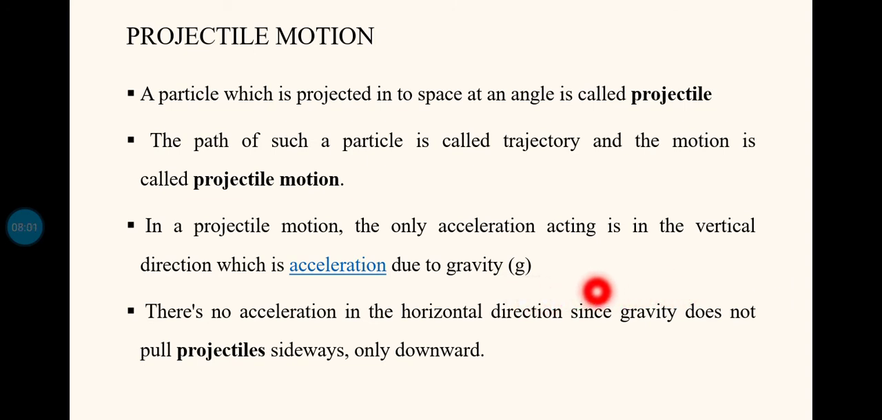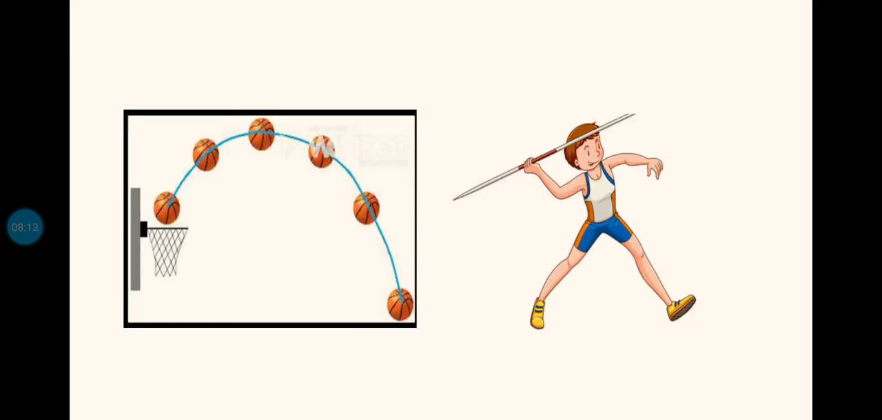The tendency of the gravitational force is to attract the body in the vertical direction. It will not move the body in the horizontal direction. Therefore the acceleration is considered only in the vertical direction. That is very important. This figure shows some examples of projectile motion. If a basketball is thrown from this point to the basket, you can see it is moving along a curved path. The ball is thrown with a particular angle and a particular velocity u. The ball is projected from here, it moves along this curved path, and finally reaches the basket. So this is an example of projectile motion.